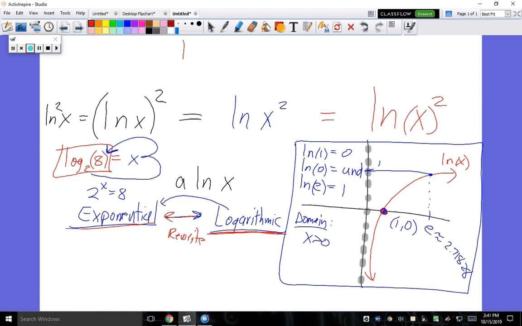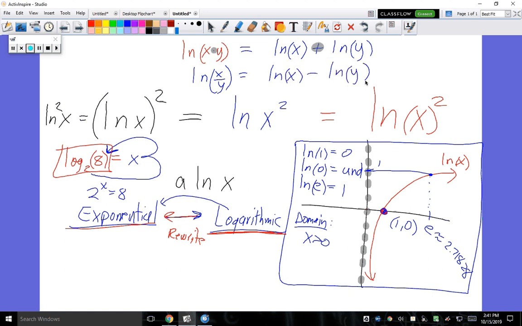When I am multiplying inside of a log or natural log, it's the same as if I were to do what? Add between two logs. That's multiplication is addition. If it was dividing, that's the same as what? Subtraction.